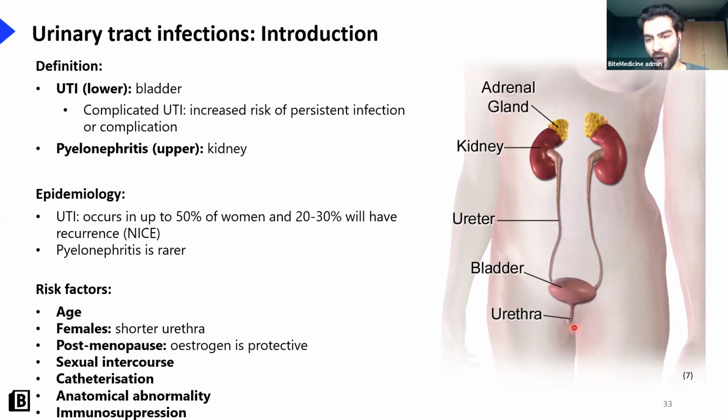So if you look here, the path from the urethra to the bladder is very short. So the bacteria can infiltrate the bladder very quickly. Whereas in males, that path is a lot longer. So the path that the bacteria needs to take is longer, and therefore infection is less likely. Post-menopause is a risk factor because estrogen is normally protective, and in menopause, your estrogen levels drop. Sexual intercourse is a risk factor. Again, that's a way of introducing bacteria into the urinary tract. Of course, catheterization, anatomical abnormalities, and as with any infection, immunosuppression is a risk factor.